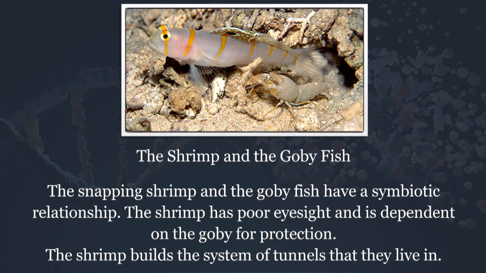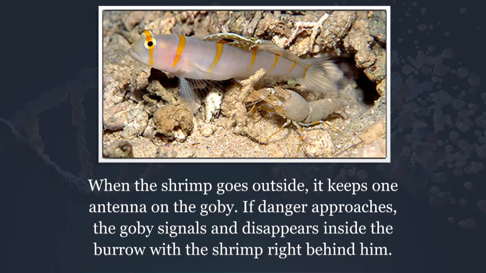Then there's the shrimp and the goby fish. Now, we don't have this so much here in our part of the world, but the snapping shrimp and the goby fish have a symbiotic relationship. The shrimp has poor eyesight, and it's dependent on the goby for protection. The shrimp builds the system of tunnels that the two live in, and then when the shrimp goes outside, it keeps one antenna on the goby. And if the goby senses danger, it darts back into the tunnel. The shrimp is right behind it.